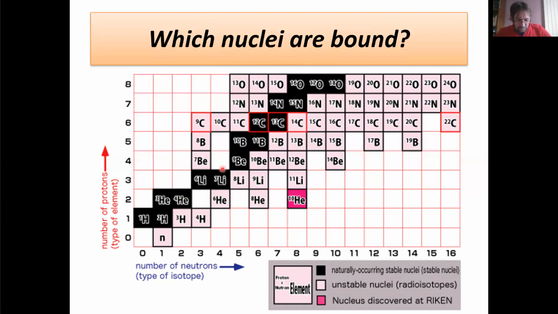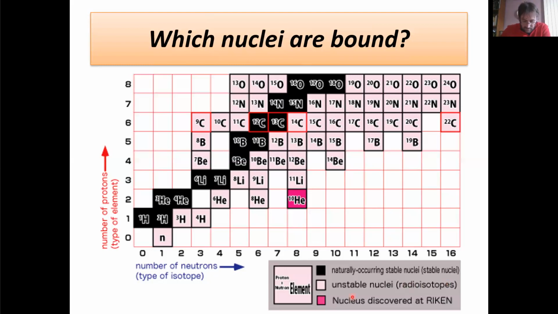So this is then unbound. The others, the ones that are pink, are bound but radioactive, unstable radioisotopes. But we can synthesize them and they stay together. What happens is maybe a transmutation to become another element.